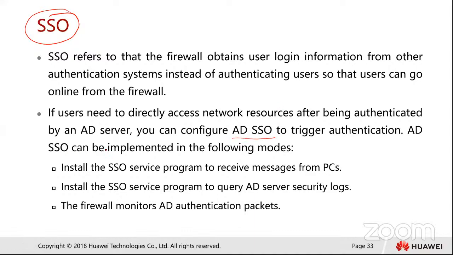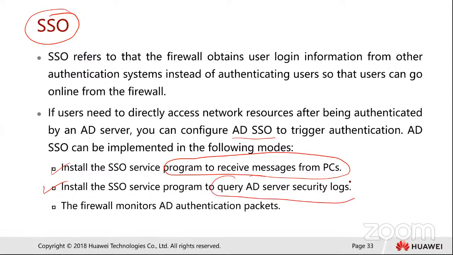Active Directory single sign-on can be implemented in different modes. You can install the single sign-on service program to receive messages from the PC. That is one mode. Or you can install the service program to query the Active Directory server for security logs, or you can use the firewall to monitor the Active Directory authentication packets. There are three. The first one, receive messages from the PC. The second one, query the Active Directory security logs. Or the third one, the firewall monitors the authentication packets of the Active Directory.